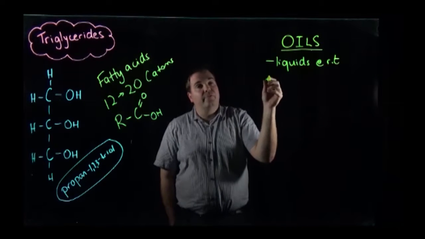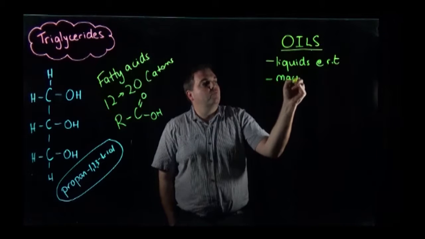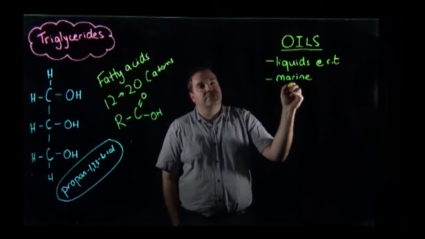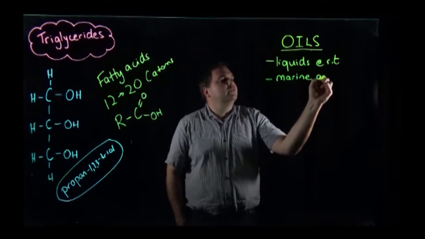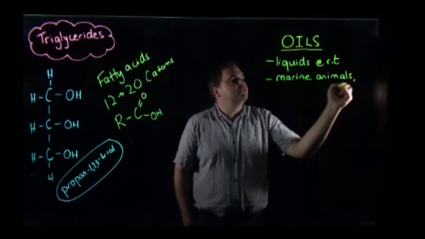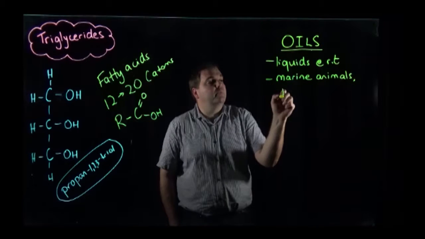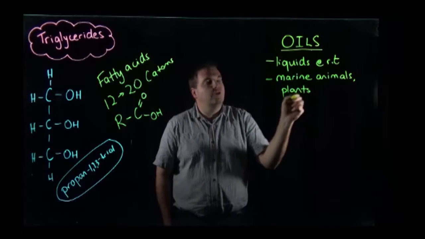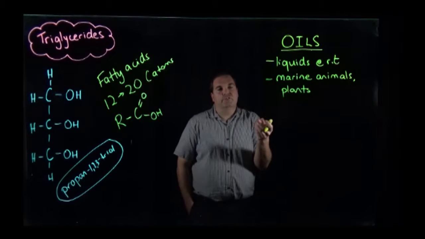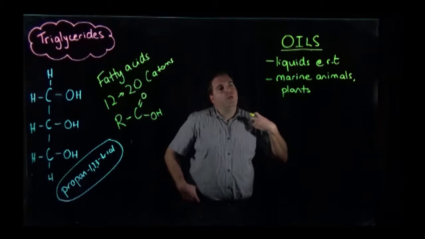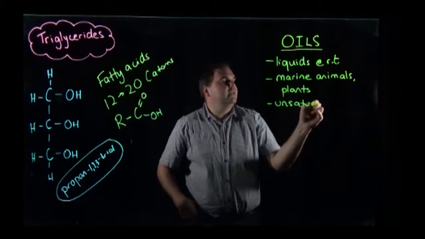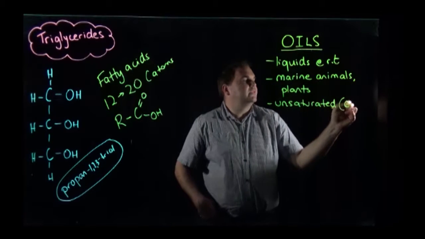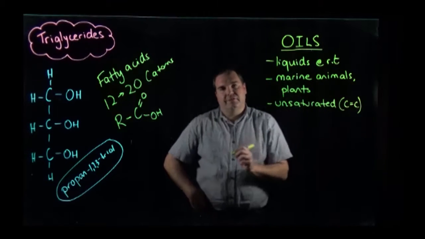And they normally come from marine animals. So if you think of whales, seals, fish oil is very, very common that a lot of people take. So marine animals, and the other place you'll also find oils is obviously from plants. So sunflower oil, canola oil, peanut oil, those are good examples as well. Now, these are called unsaturated, which means that they have carbon-to-carbon double bonds or triple bonds in there as well.